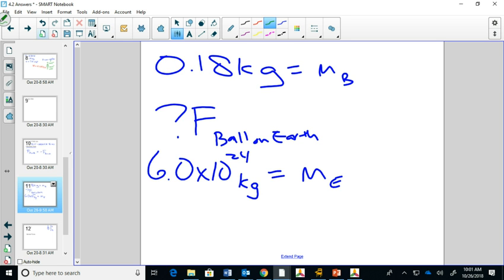Let's try it. Can I solve for the weight of this softball? I hope I can. Okay, so how would I do that? Weight is just equal to force, right? Weight is just another word for force, right, guys? F equals ma.